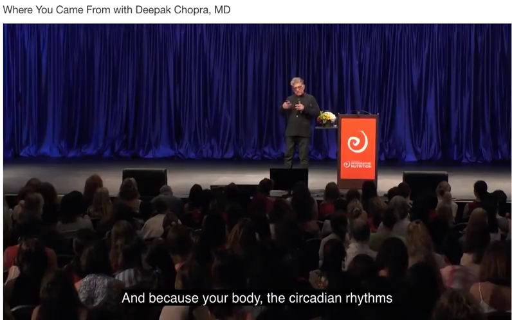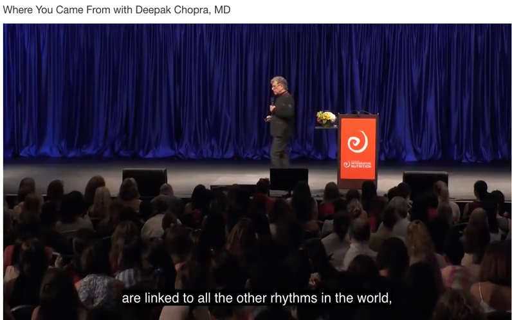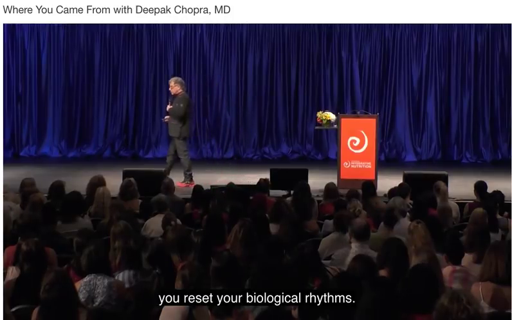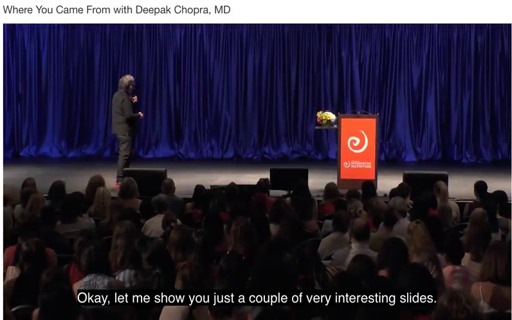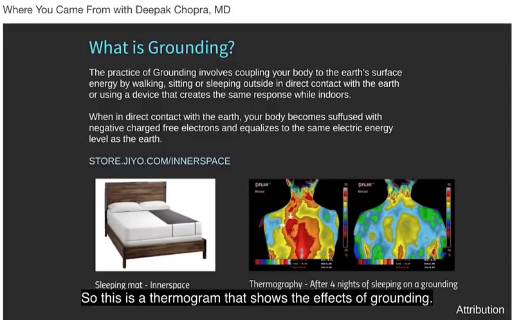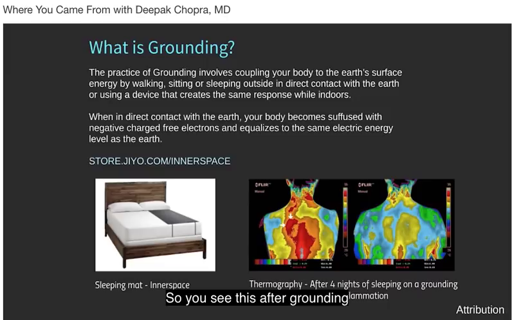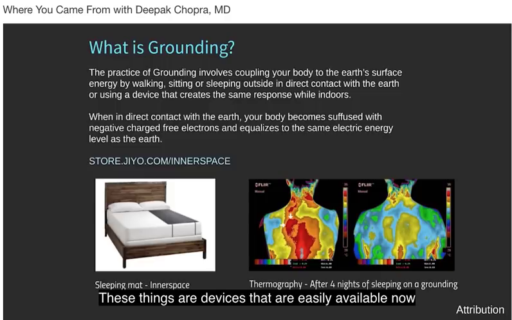And because the circadian rhythms are linked to all the other rhythms in the world, you reset your biological rhythms. Okay, let me show you just a couple of very interesting slides. So this is a thermogram that shows the effects of grounding, an inflamed thermogram, and then you see on the other side, this after grounding, and this is before grounding. And this is a grounding mat on a bed. So you take the mat and you connect it through the grounding wire to the earth. These devices are easily available now on the internet.